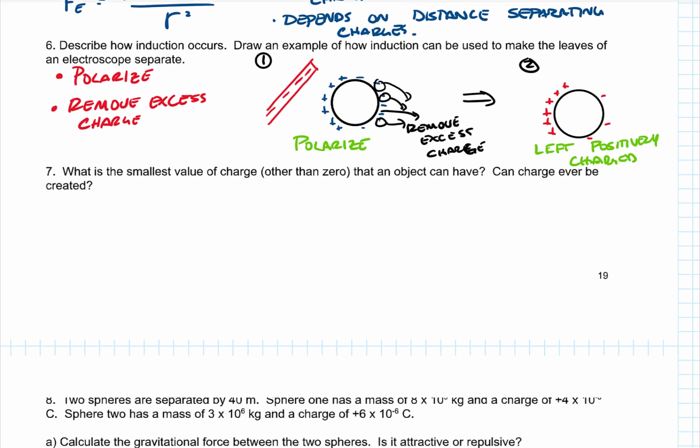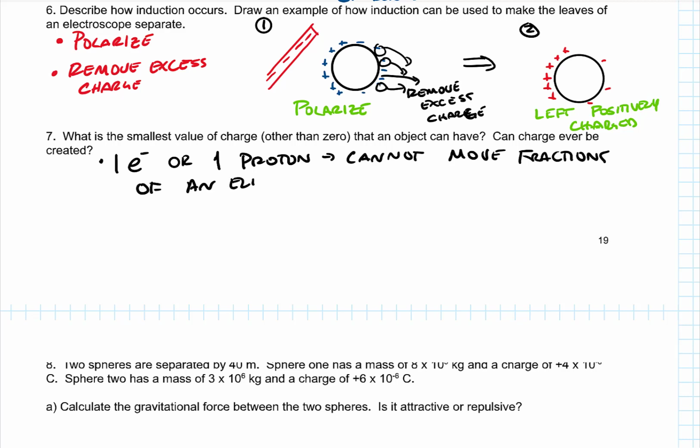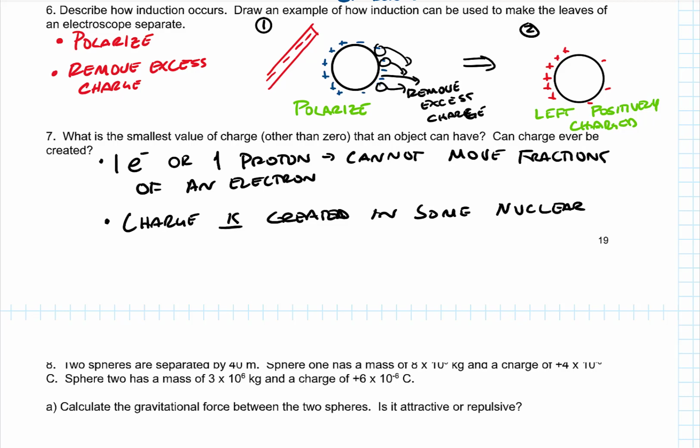What's the smallest value of charge other than 0 that an object can have? And then can charge ever be created? Smallest value is 1 electron or 1 proton. I can't move fractions of an electron. So an electron is as small as it gets. Charge is created in some nuclear reactions. That's how we're going to say it. We're a little bit more detailed on the other sheet.